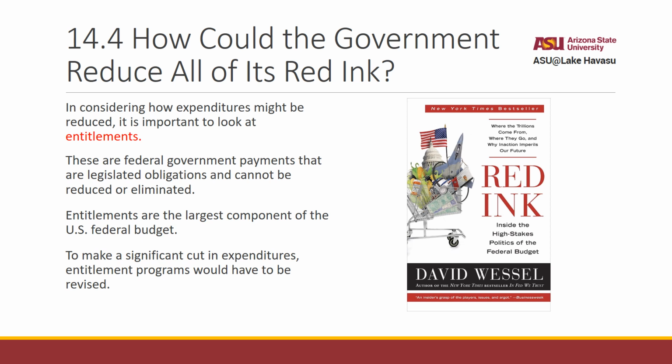In considering how expenditure might be reduced, it is very important to look at the entitlements. These are federal government payments that are legislated obligations and cannot be reduced or eliminated. Entitlements are the largest component of the US federal budget. To make a significant cut in expenditures, entitlement programs would have to be revised.